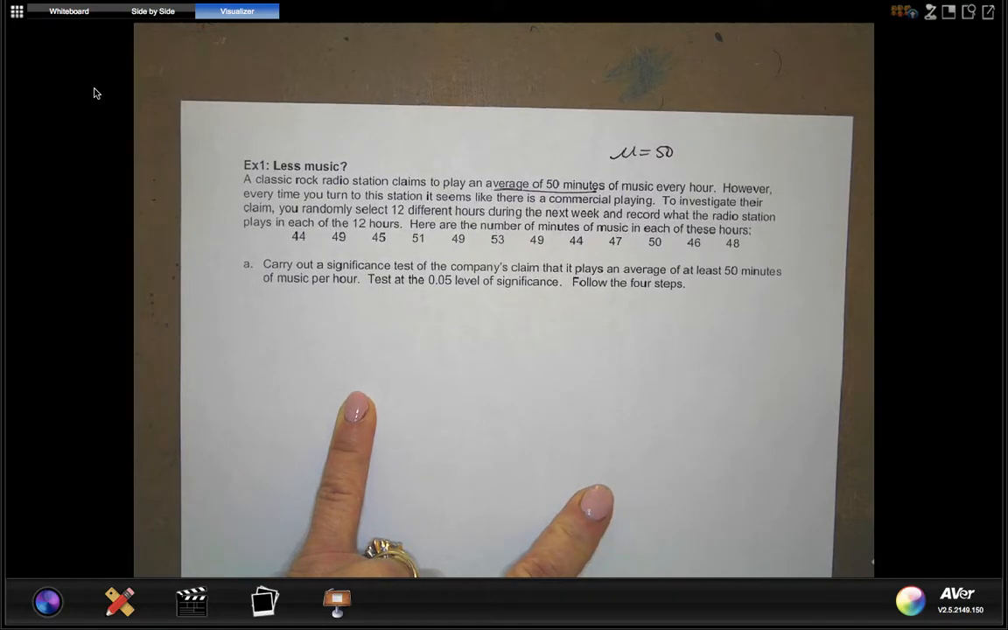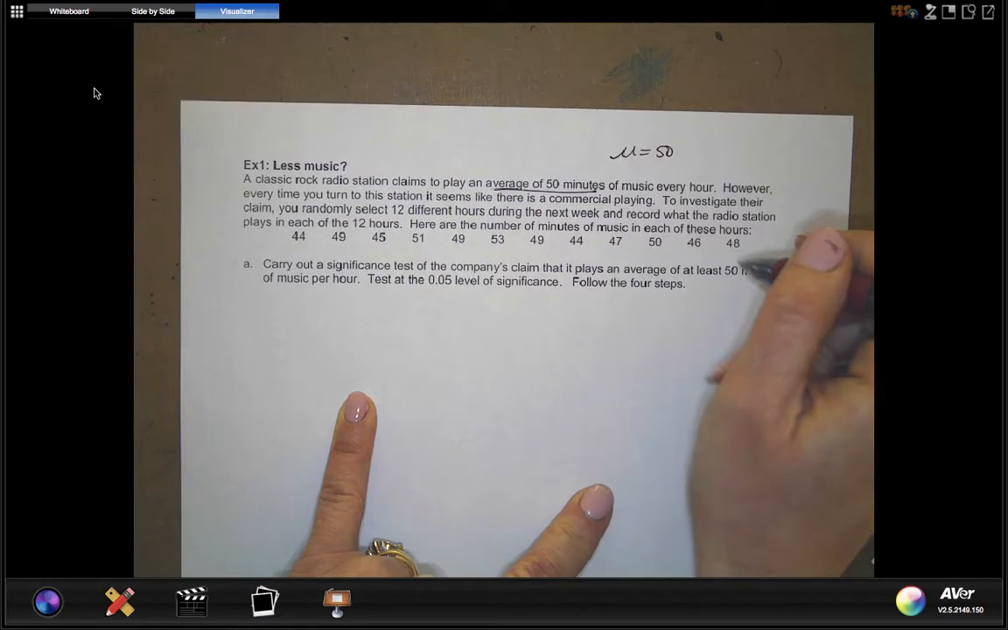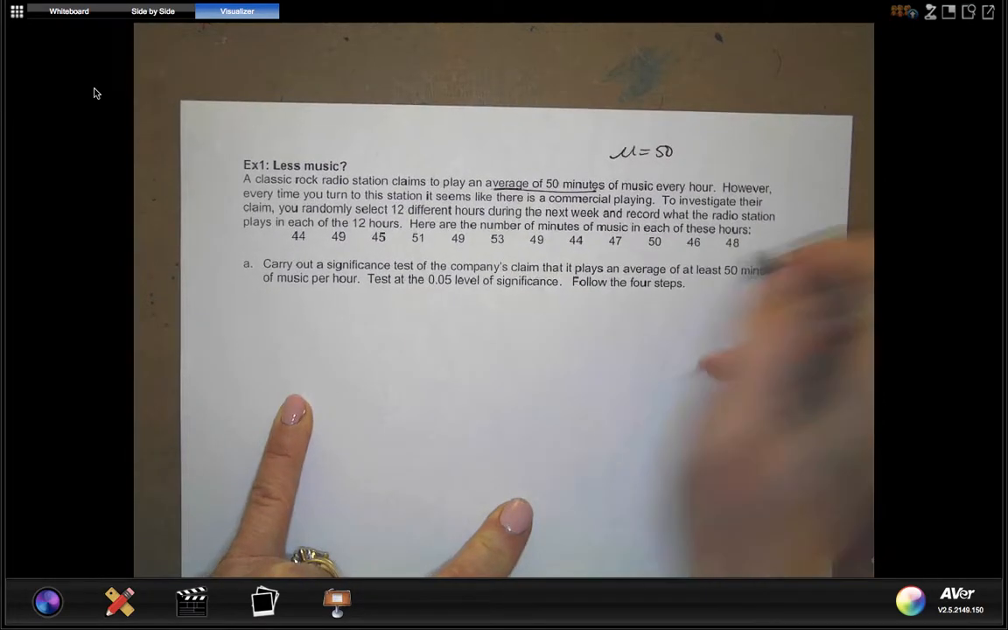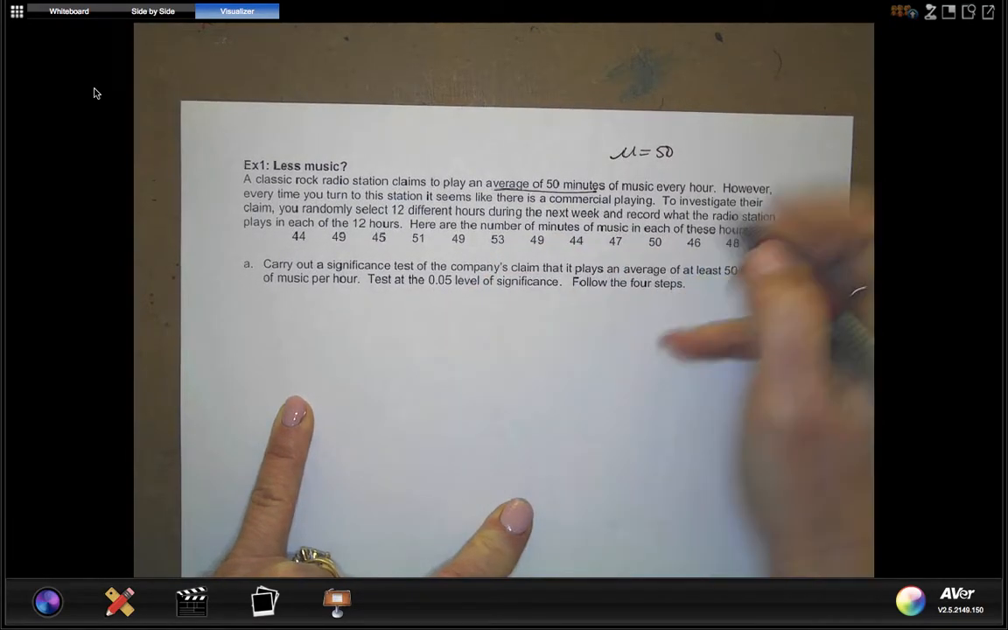Carry out a significance test of the company's claim that it plays an average of at least 50 minutes of music per hour. Test at the 0.05 level. Significance, follow the 4 steps.